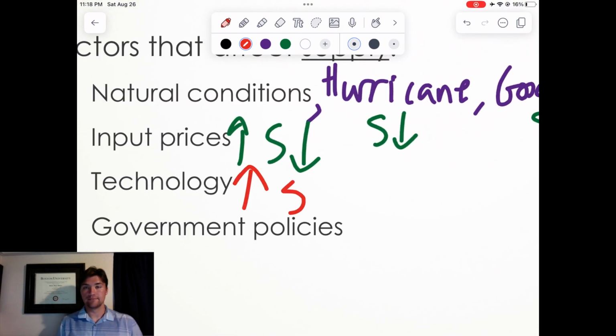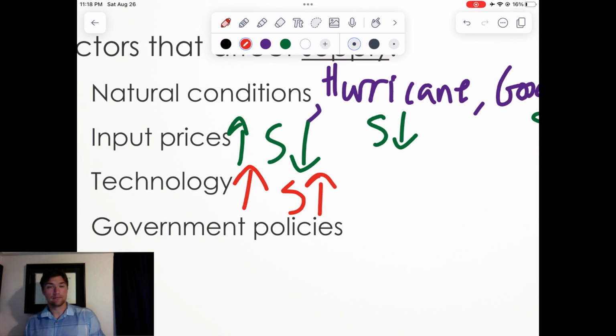Easy as that. Very, very few times will technology go down, right? We're only going to be increasing on technology. So the main thing is that if you see technology on the exam, you're like, oh, great, I know the answer. Supply up. I'm making more stuff. It's easier. It's less opportunity cost. Things like that. And the last one is going to be government policies.